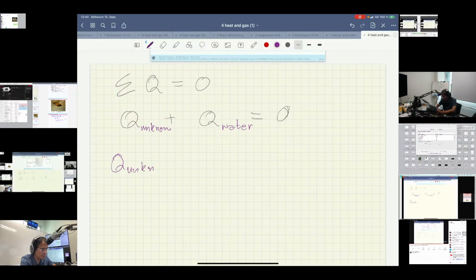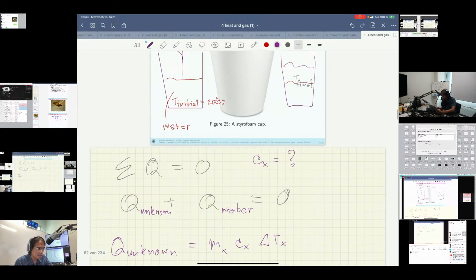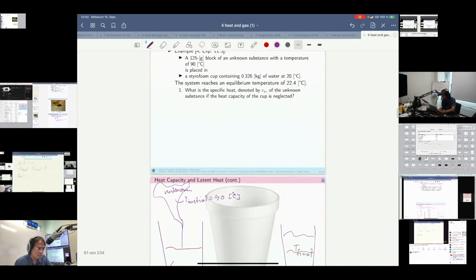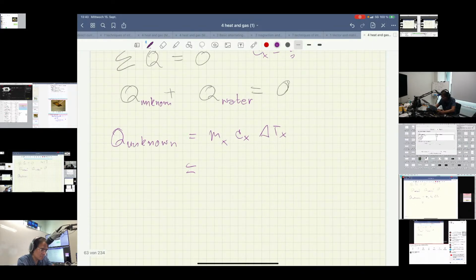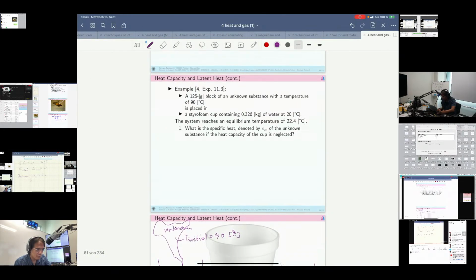This is the unknown material, and we would like to write Q unknown as Mx times Cx times delta T x, right? And what about Mx? Mx is the mass of the unknown substance. They say 125 gram, so it's going to be 0.125 kilogram, right? And C is the specific heat capacity for this one, which is unknown.